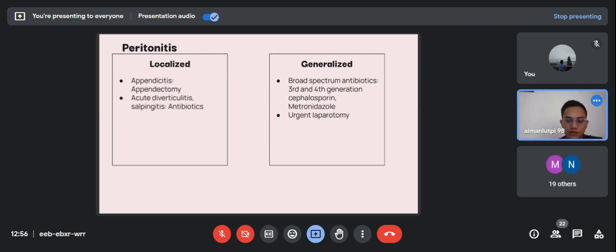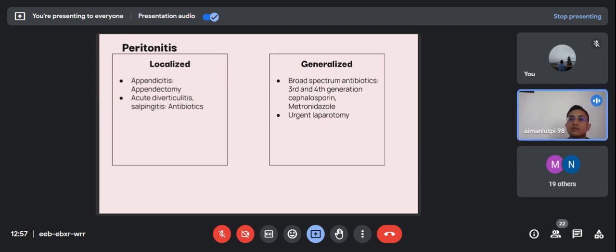So moving on to the peritonitis. Nazria has already talked about resuscitation and pain management. So peritonitis can be localized and generalized. In localized, we mainly suspect that patient may have appendicitis. So normally it depends on the diagnosis. If the diagnosis we made is appendicitis, so appendicectomy should be initiated. And for acute diverticulitis and salpingitis, we give antibiotics.